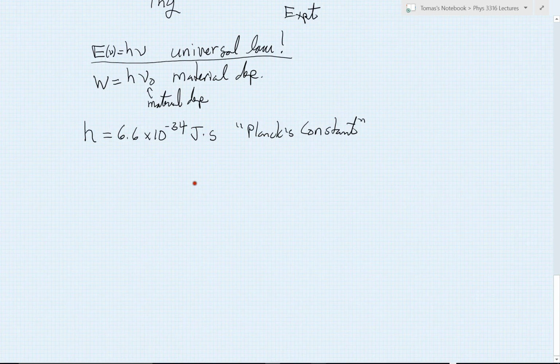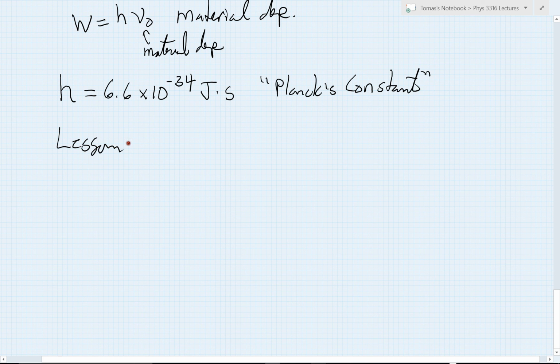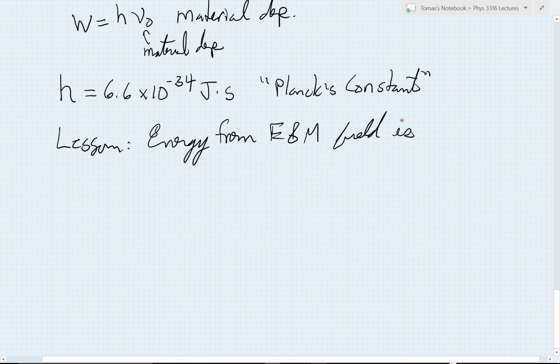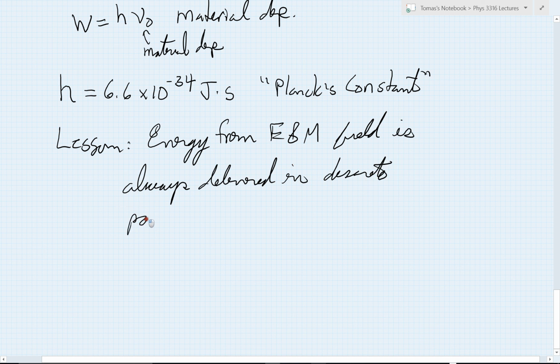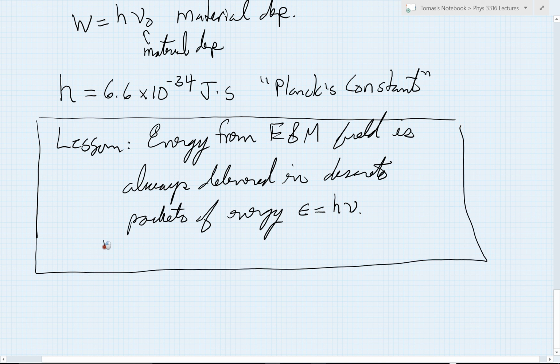So the bottom line lesson here, if I wanted to really summarize all of this discussion for us, is that the energy from the E&M field seems to be always delivered in discrete packets of energy of a fixed size, and I usually will write this as epsilon, and that energy is h times nu. So that is our first introduction then to this new concept about light consisting of these discrete packets, and this is what is known as a photon.